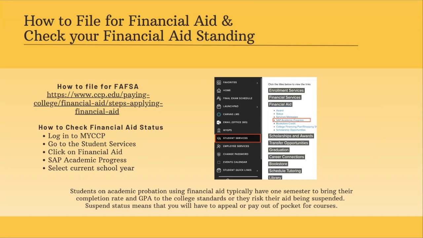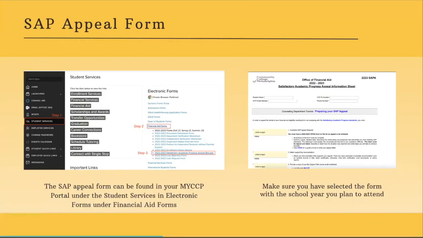So students on academic probation using financial aid typically have one semester to bring their completion rate and/or their GPA to college standards, or they risk having their aid suspended. Suspend status means that you will have to appeal or pay out of pocket for your courses for the following semester.